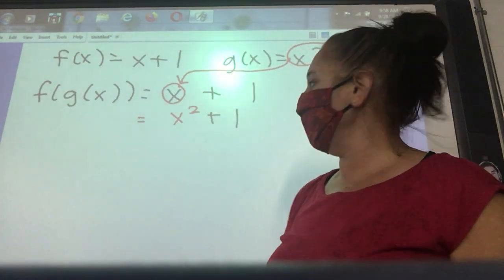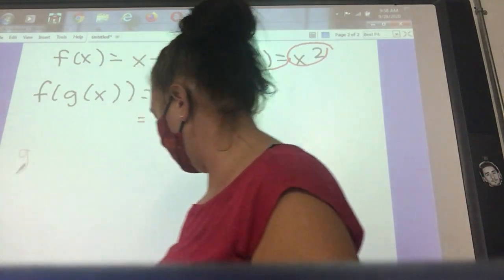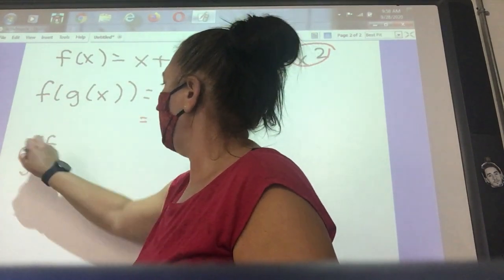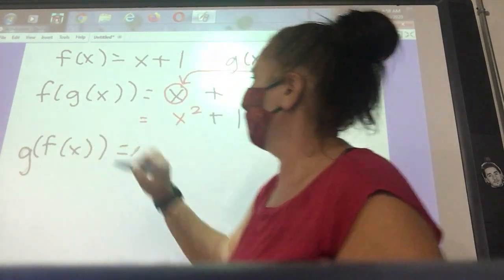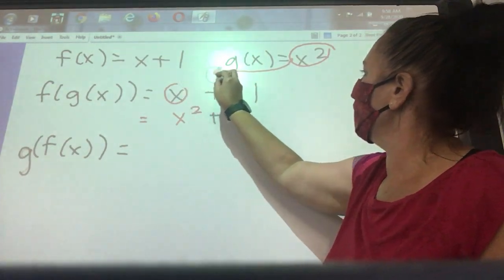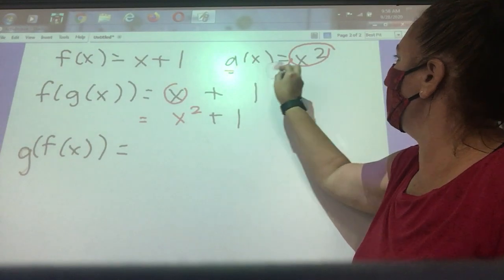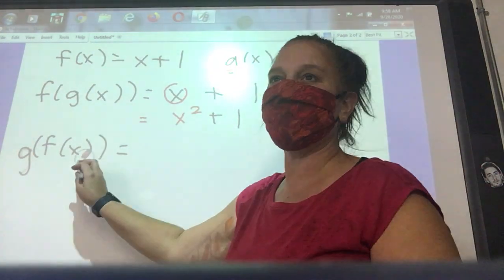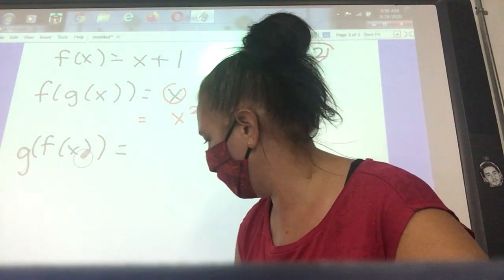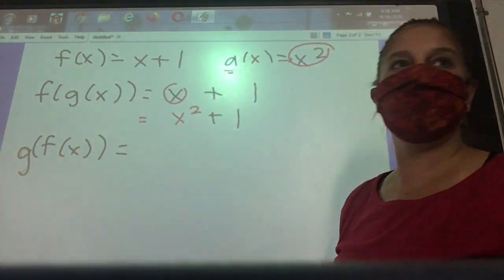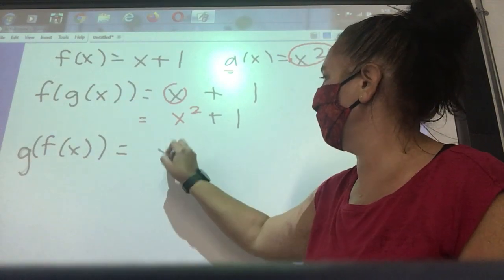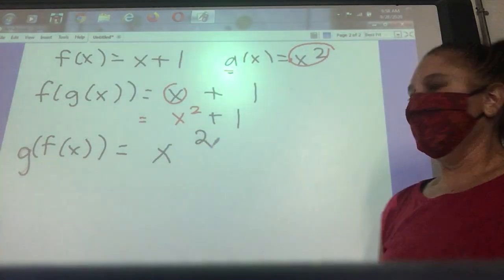So the next one, we're going to do g of f of x. So it's the same two starting functions. But again, we work from the inside out. We are now putting the f function into the g function. So Ben, what's the g function? X squared. Again, don't write this down yet. The g function is x squared.